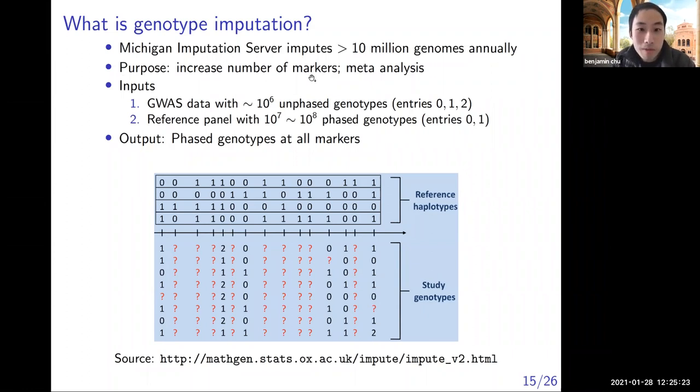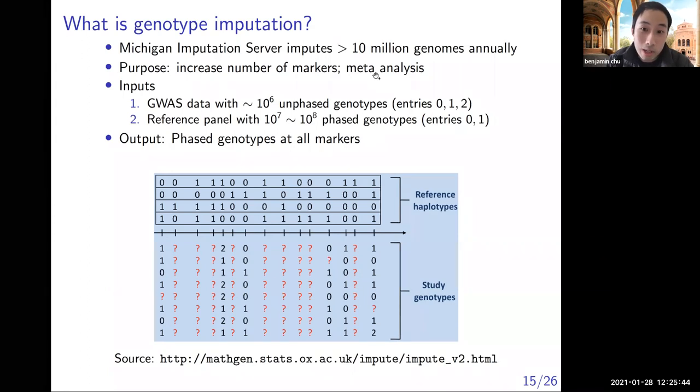The purpose of imputation is usually twofold. One is that you can increase the number of markers you can test. For instance, in the GWAS I was just talking about, there are usually a million or so SNPs, but if you impute that, you can turn it into 10 million or 100 million SNPs.